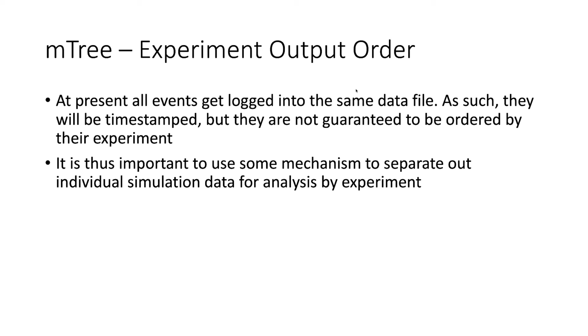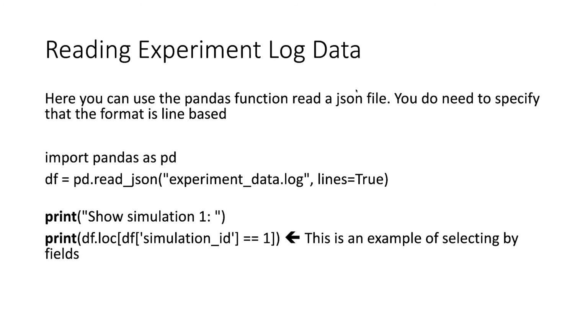You can use some tools. It turns out it's very simple to read these files with pandas. All you need to do is import the pandas library, then read JSON, provide it the file name, and, most important, set lines equals true, and then it'll read a JSON lines file. Once you have that, you can use the standard pandas accessibility mechanisms. In this case, we're looking at the data and separating it out by simulation ID.